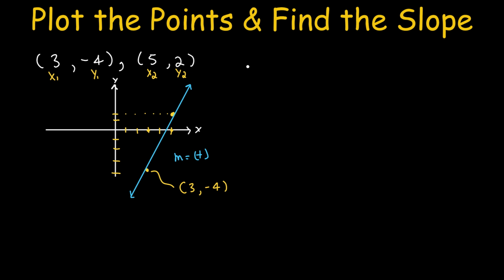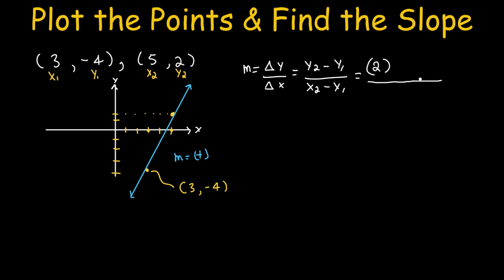So what is the slope formula? Let's use it to find the answer: m equals change in y divided by change in x. Change in y is y2 minus y1, and change in x is x2 minus x1. Now we can substitute the numbers. y2 is over here, which is 2. Put the numbers into parentheses. I really recommend this, because it helps you avoid making mistakes, especially when we deal with negative numbers.